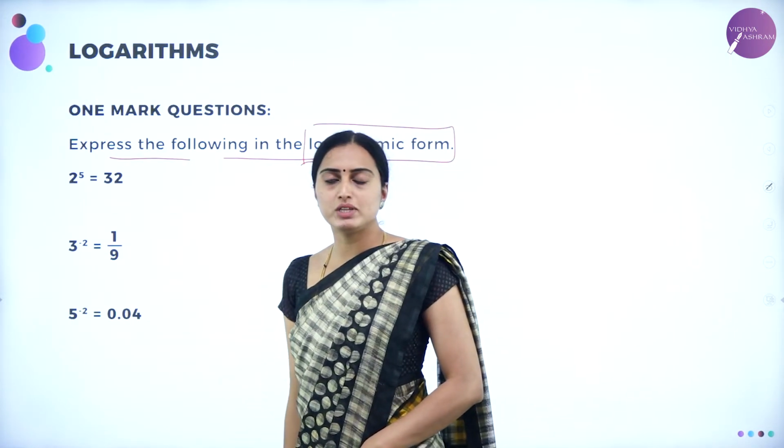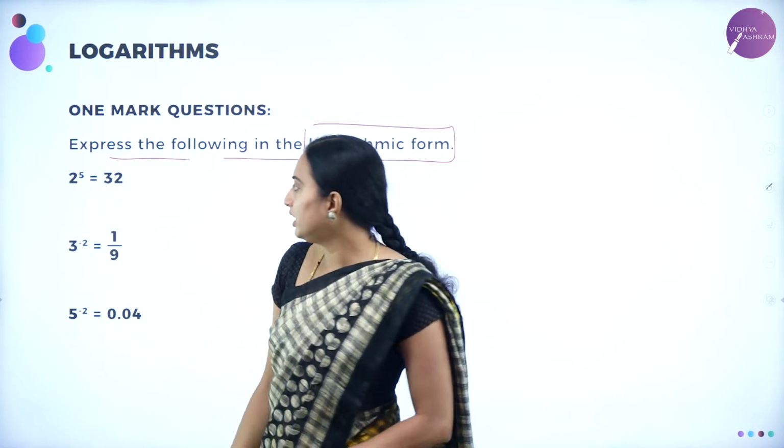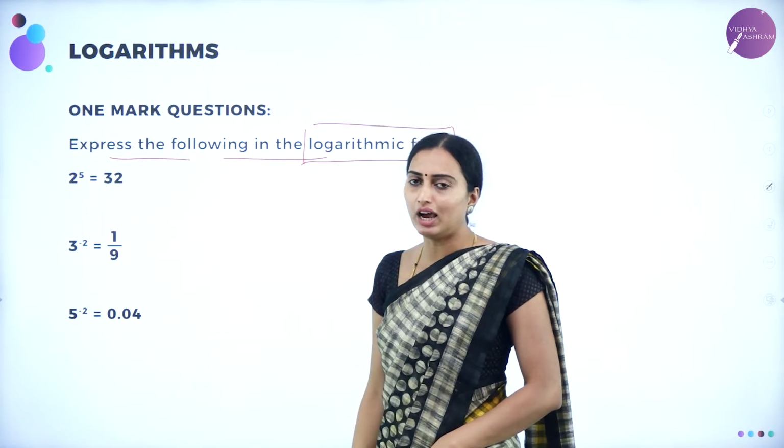In logarithmic form means according to the definition we have to reduce the given problem. Now they have given it as 2 power 5 is equals to 32. Let me write the logarithmic formula like this.